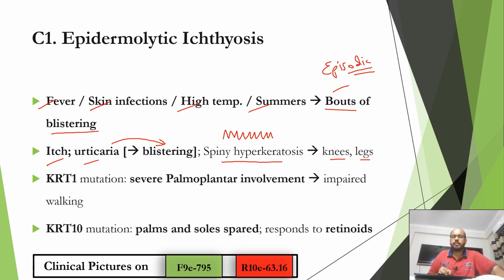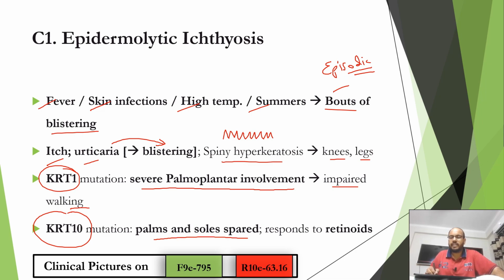Now, two mutations are implicated in epidermolytic ichthyosis, keratin 1 and keratin 10. In keratin 1, there is severe palmoplantar involvement, so much so that walking might be impaired. Clear? In keratin 10 mutation, palms and soles are spared and it responds to retinoids. So these are very important points to remember.